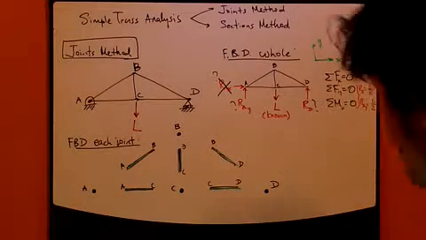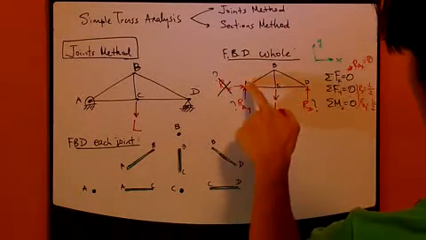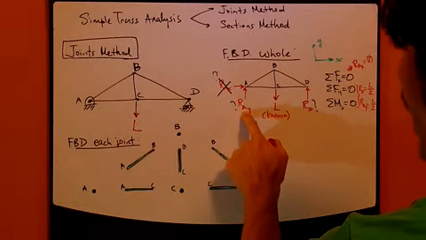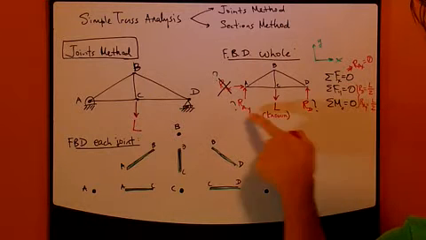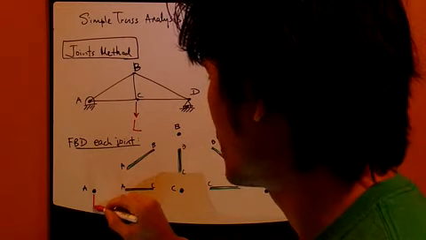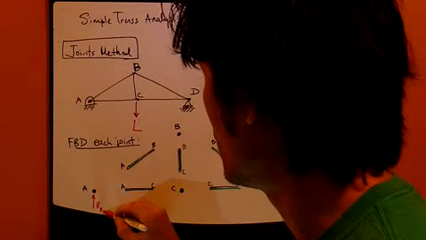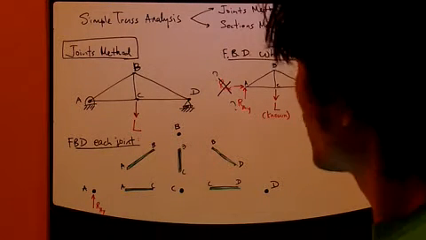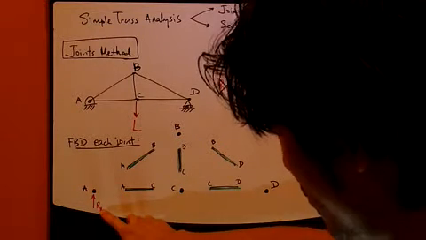Joint A. Look at this right here, the free body diagram for the whole thing. At this A right here, I do know that I have a reaction force, RAY, and it is exactly 1/2 of the load. So just draw that. This is my RAY. Now this is a reaction force for joint A.